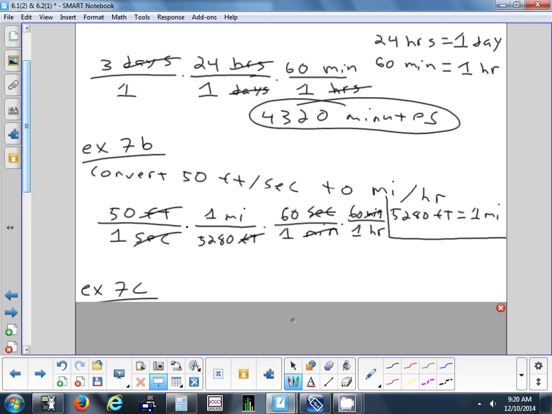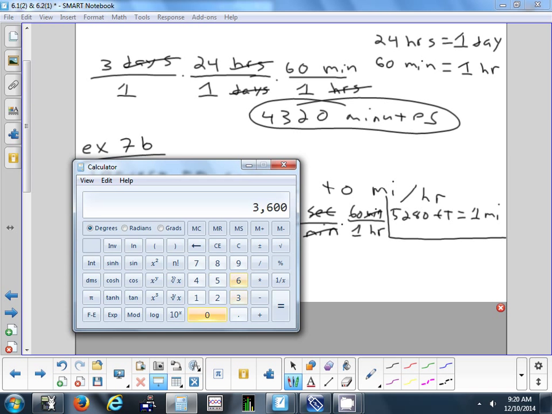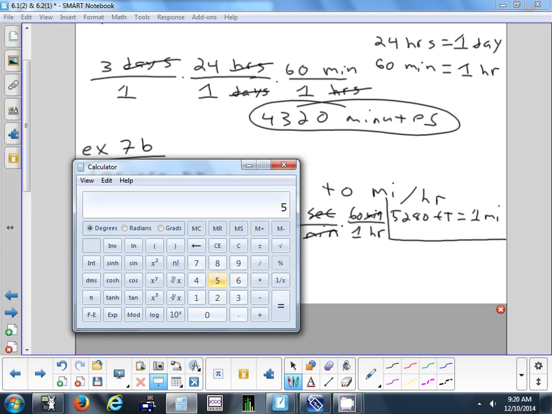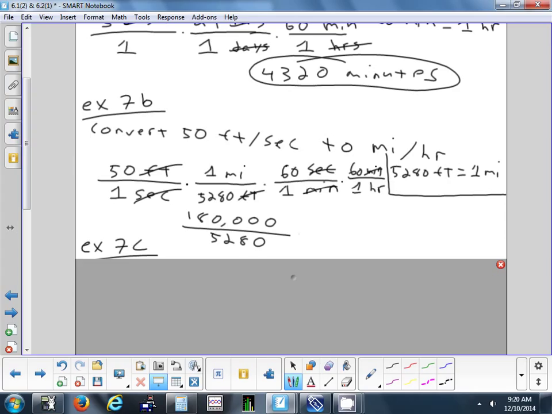So we have 60 times 60, that's 3,600, times 50, so it's 180,000, divided by just 5,280. So it's about 34.1 miles per hour.